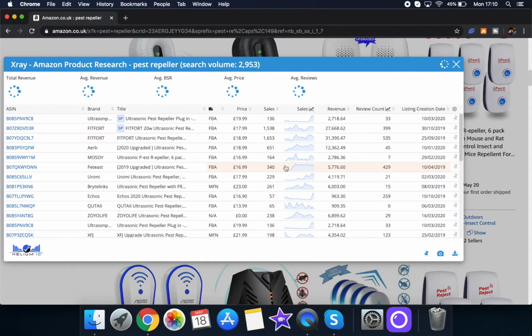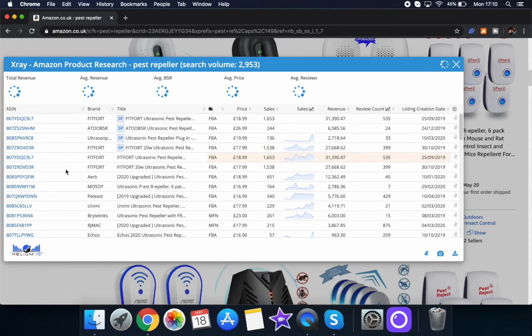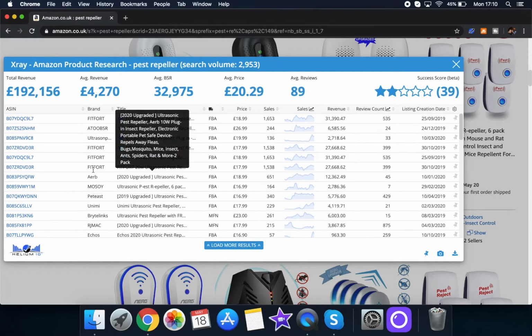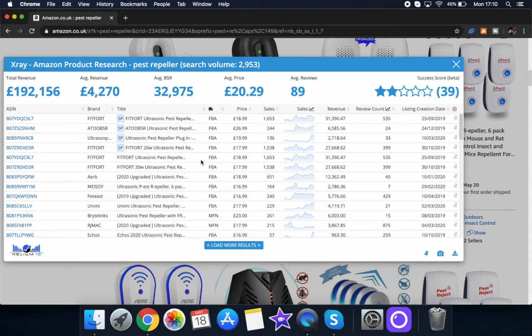Now this does take a little while, but what it does is collate a lot of data across the whole page. It shows us massive amounts of information about every single product that we can see on the Amazon marketplace. As you can see, we're going to go into detail on each and every one, what's important, what to look out for, etc.